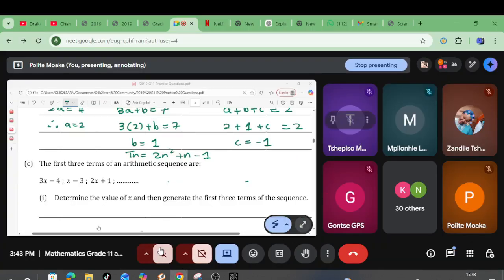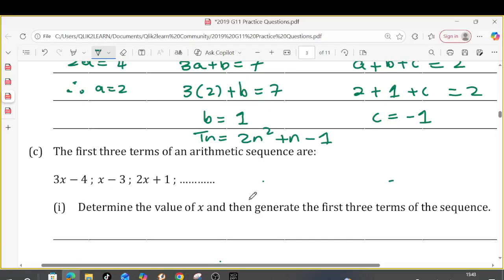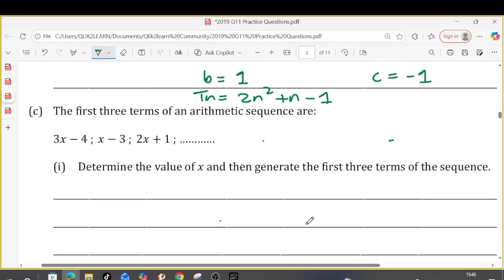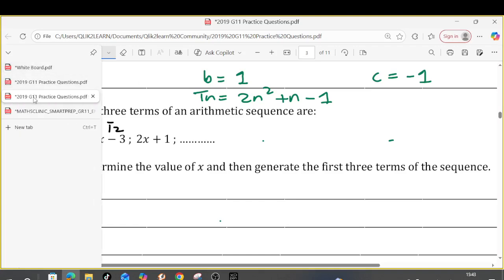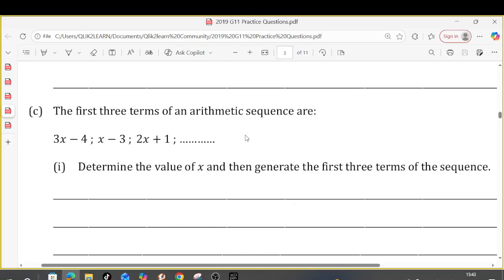So now back to the question. Someone said x is minus 1. Let's see if that's true now. They said that the sequence is arithmetic. They already told us that this is arithmetic. So this will be my term 1, this is my term 2, and this is my term 3. Let's duplicate this because I see now it's not working. So this is my T1, T2, T3.